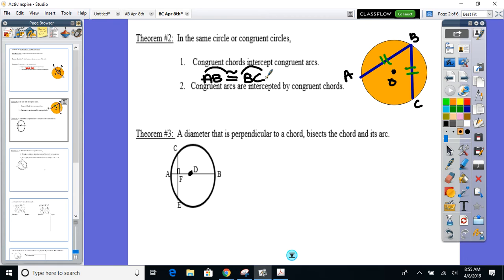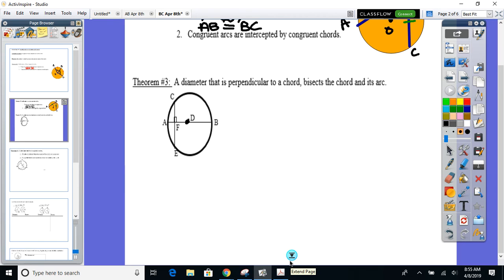The opposite is true. If arcs are congruent, so are the chords. All right, most of these we can go back and forth. The third one is huge. You don't need a diagram, I provided one for you.